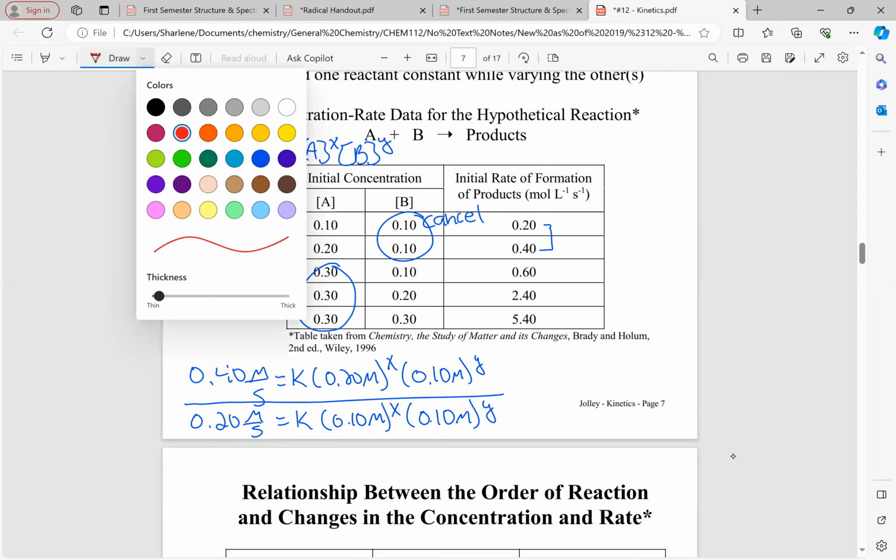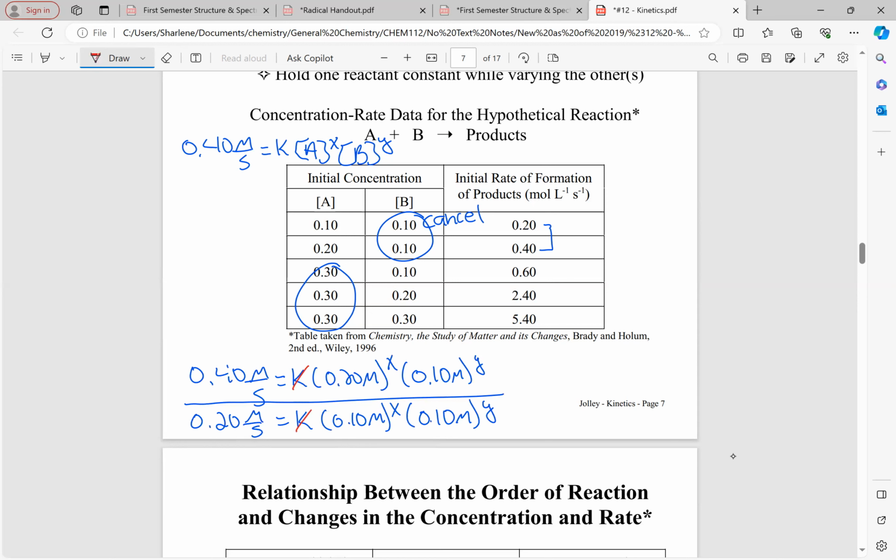The reason I chose that data is, guess what? The K's are gone and both of the Y's are gone, and I am now left with just solving for the X. So 0.4 divided by 0.2 and 0.2 divided by 0.1, I'm going to get, let me see, 0.4 divided by 0.2, 2 is equal to 2 to the X. So X in this case is 1. X for this one is going to be the number 1.